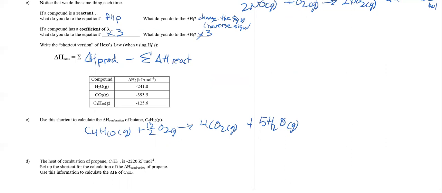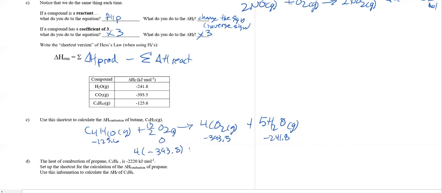Looking at this, the delta H of formation for this one is negative 125.6. This is going to be 0. CO2 is negative 393.5. And our H2O is negative 241.8. So we want our products. So 4 times negative 393.5 plus 5 times negative 241.8. So that's all of our products. And we're going to subtract from it our reactants.